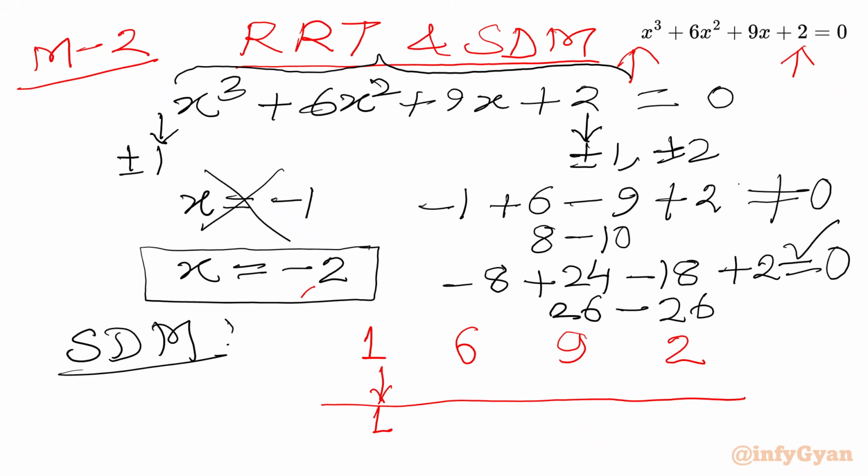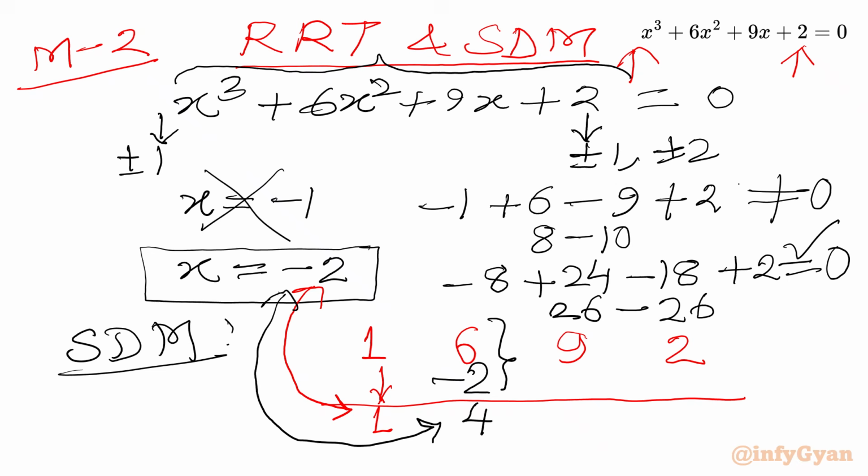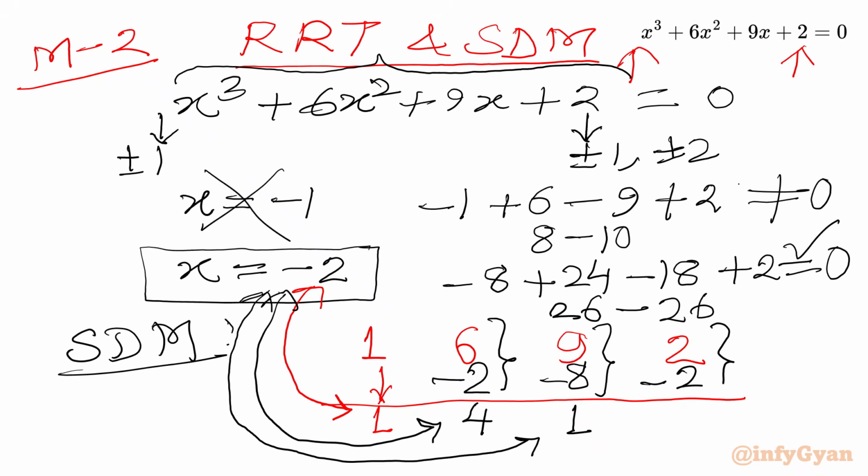Now we will multiply base solution with leading coefficient 1, and we will write this product over here. Minus 2 times 1 is minus 2. Now we will add these two numbers and get 4. Now we will multiply base solution minus 2 with 4, so we will write here minus 8. 9 plus minus 8 is 1. We have to multiply base solution minus 2 with 1. Minus 2 times 1 is minus 2. By adding these two numbers, we will get remainder 0.